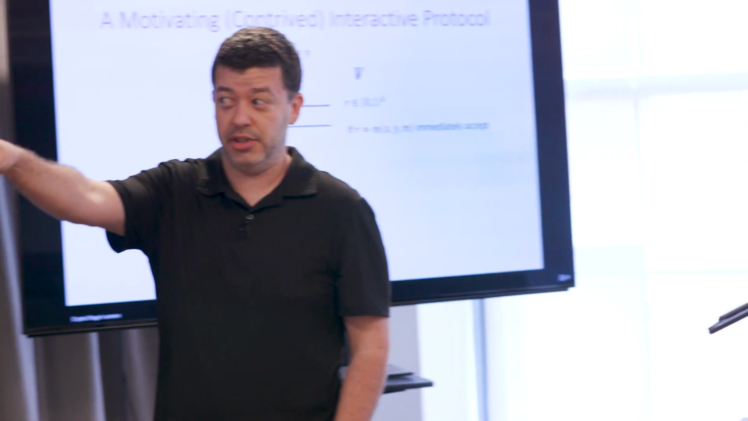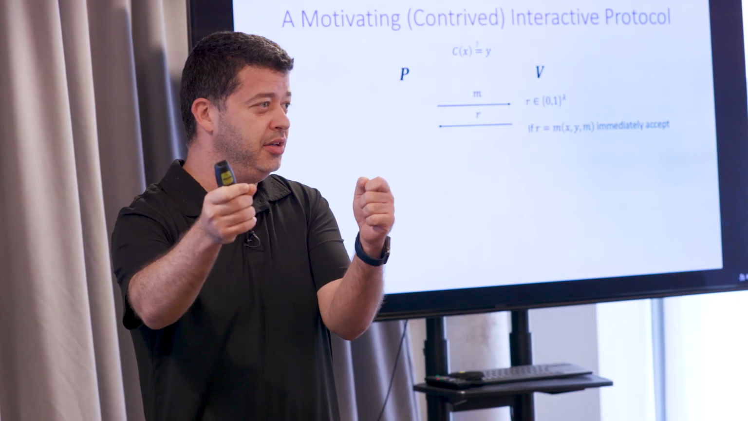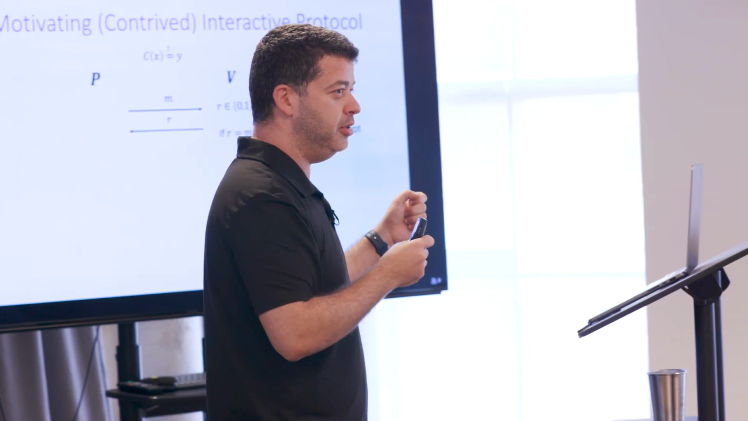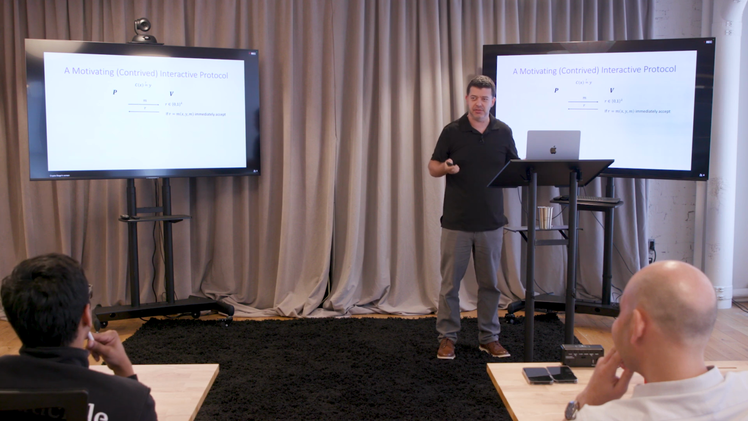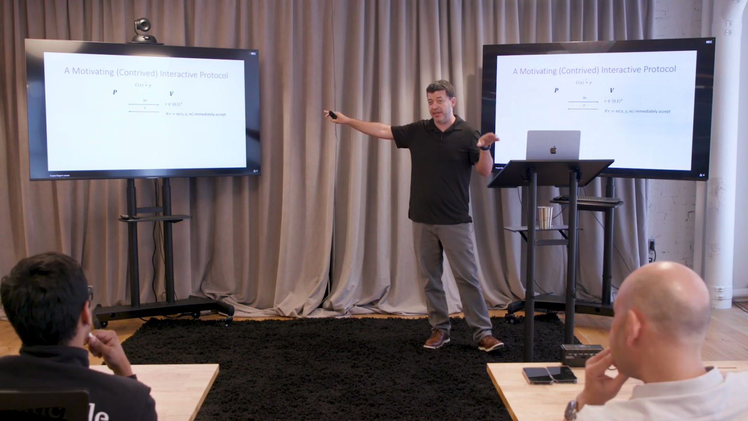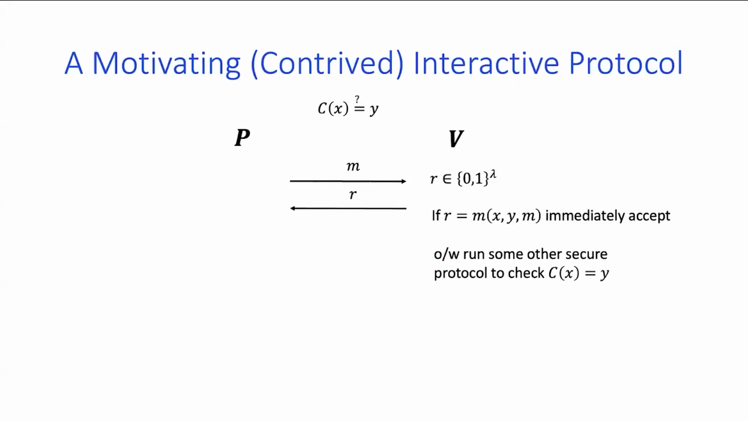Because M was determined before R was chosen. So the right-hand side is a fixed string, and we're asking what is the probability that a fixed string is equal to a random string. So why are we doing this? We'll see, but we're doing this. So if it happens that this very unlikely event occurs, we immediately accept. And if not, then you run your other proof system. You run Jolt, which is secure.